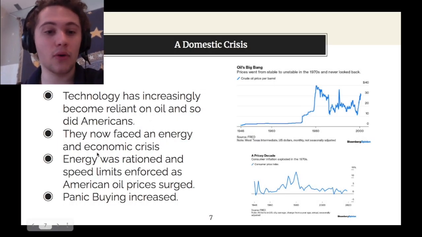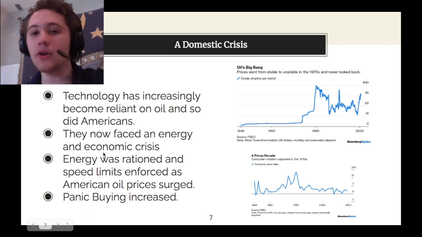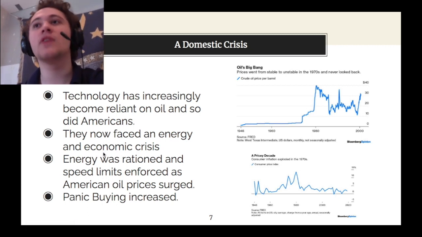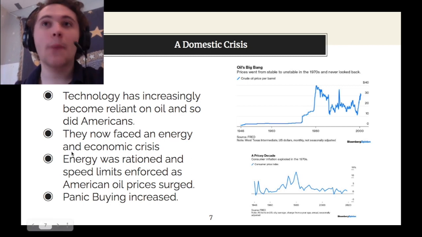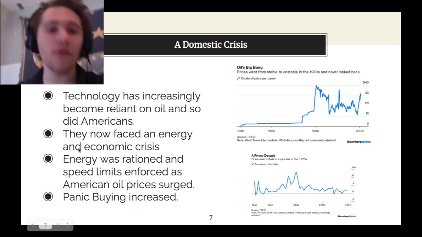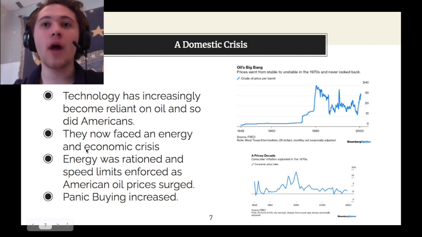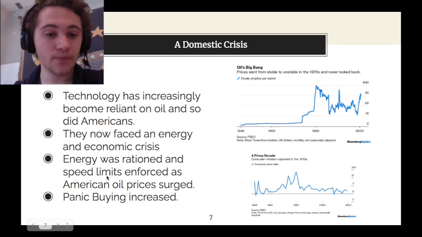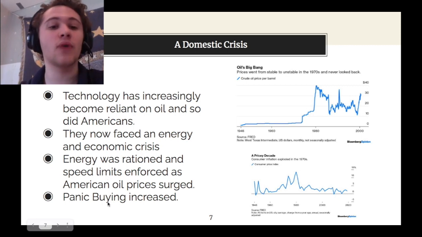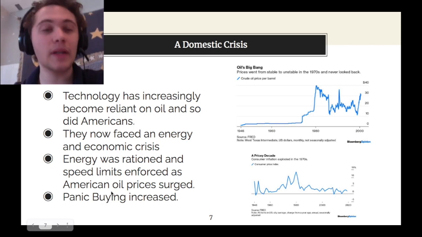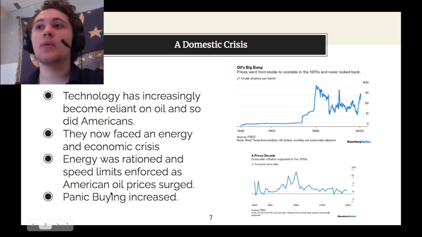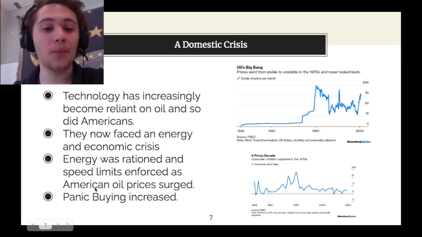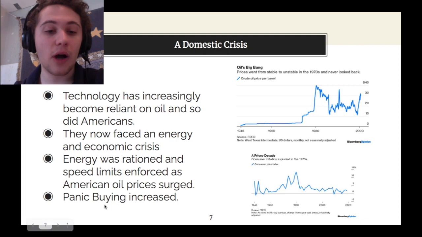American life was reliant on oil, so they faced not only an energy crisis because they could not fund their lifestyles in terms of energy, but they also faced an economic crisis because if the energy is expensive, so will every other product that relies on energy. And so consequently, they had to ration energy and they had to place speed limits. They had a 55-mile speed limit for cars because if they went much faster than that, they would end up consuming a lot more oil. And all of that is a consequence of oil prices surging.